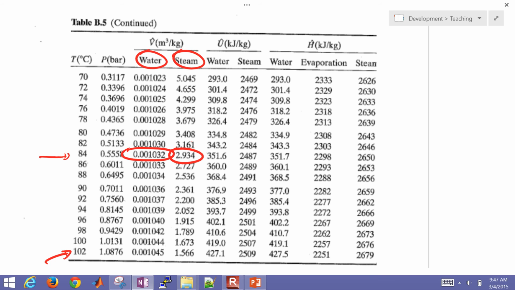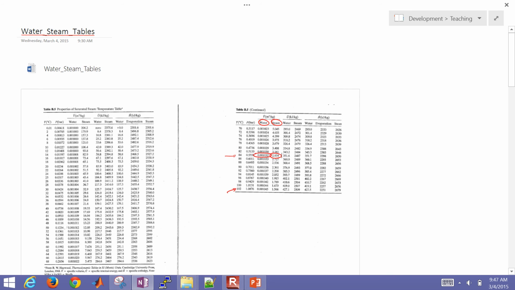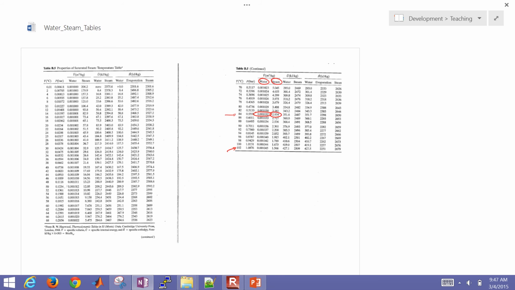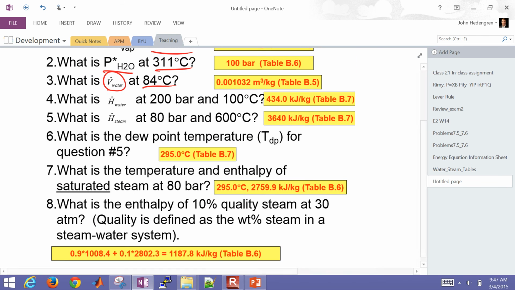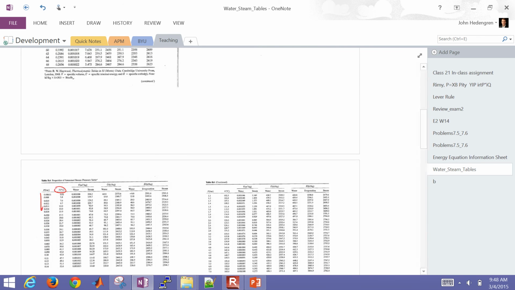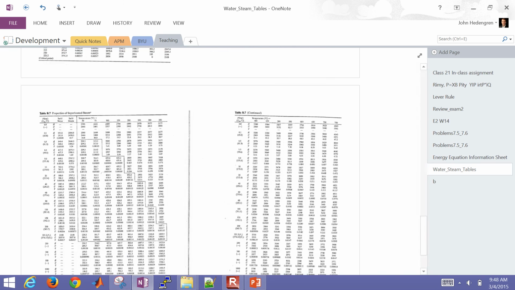Okay, so our next one is, what is the enthalpy of water at 200 bar and 100 degrees Celsius? So enthalpy of water, let me go back here. Enthalpy of water at 200 bar and 100 degrees Celsius. Now this one may not be saturated. We don't know that, so we have to go to table B7. So 200 bar, 100 degrees Celsius, and I'm going to go down to table B7.